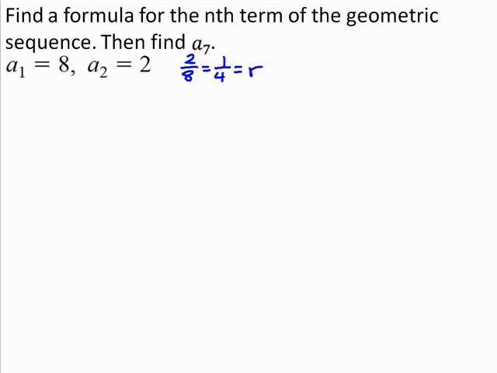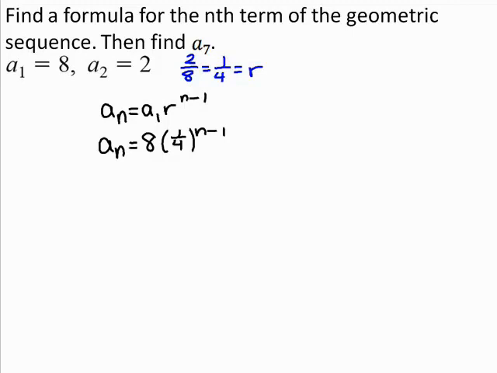Use the formula for the nth term of a geometric sequence. A sub n equals a sub 1 times r to the n minus 1 power. Substitute 8 in for a sub 1 and 1/4 in for r. You find that the formula for the nth term of this geometric sequence is a sub n equals 8 times 1/4 to the n minus 1 power.